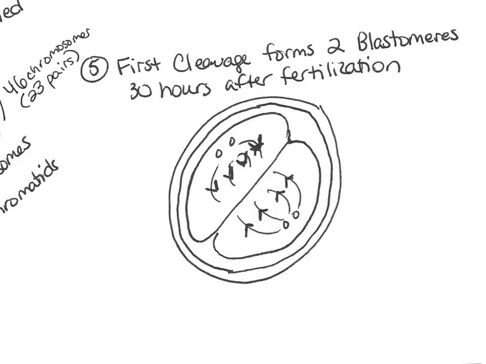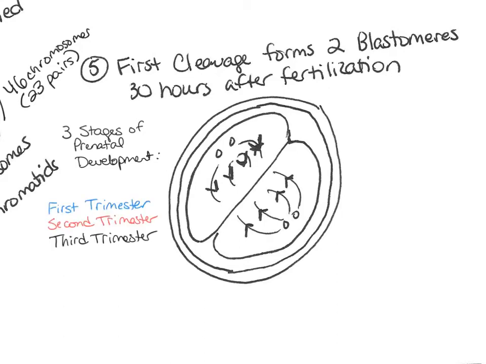At this point, gestation occurs, and gestation consists of 3 stages of prenatal development. There's the first, the second, and the third trimesters. And the very first thing that happens in gestation is that a cleavage occurs where the cell divides to form 2 blastomeres. This occurs 30 hours after fertilization. So that's what we will look at next.